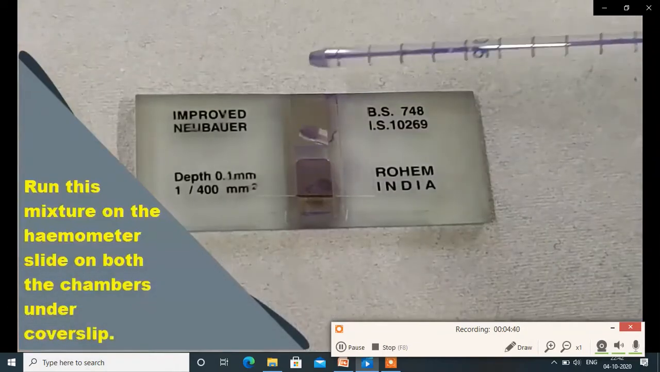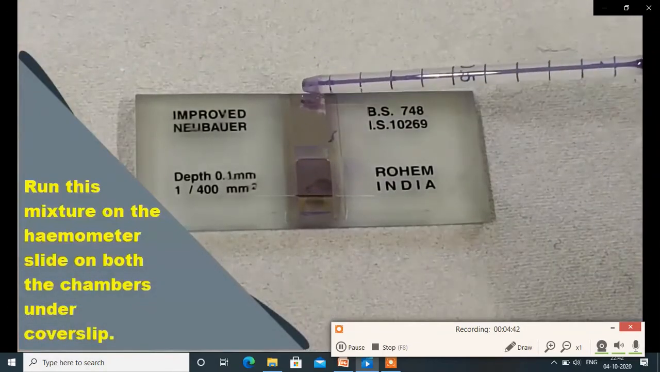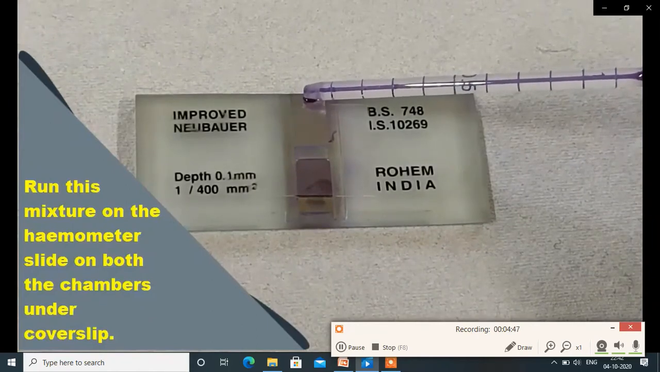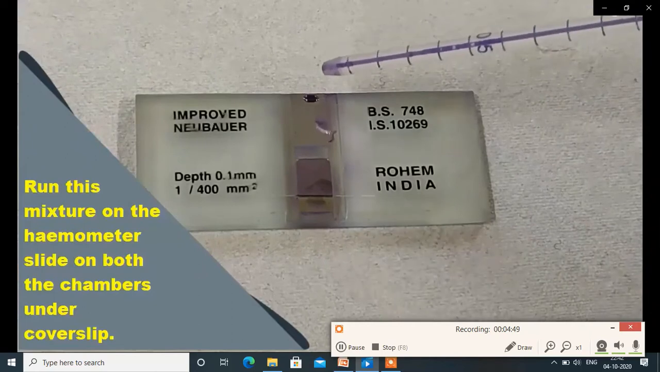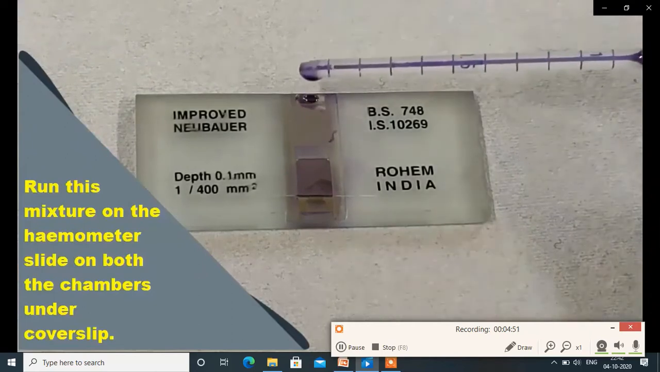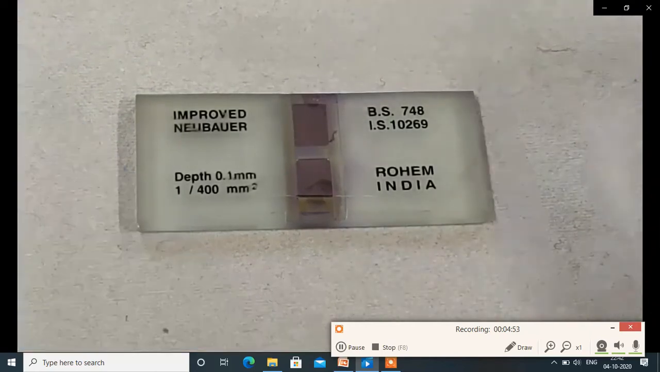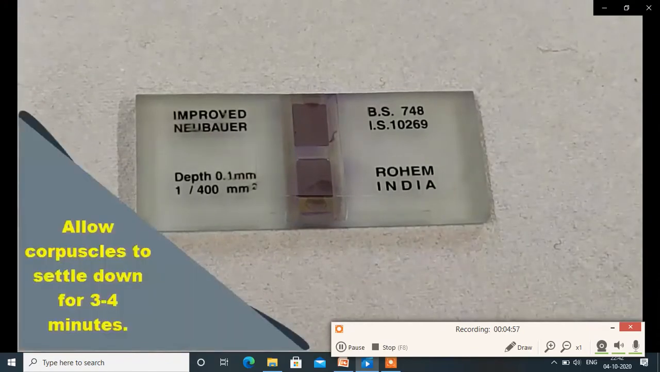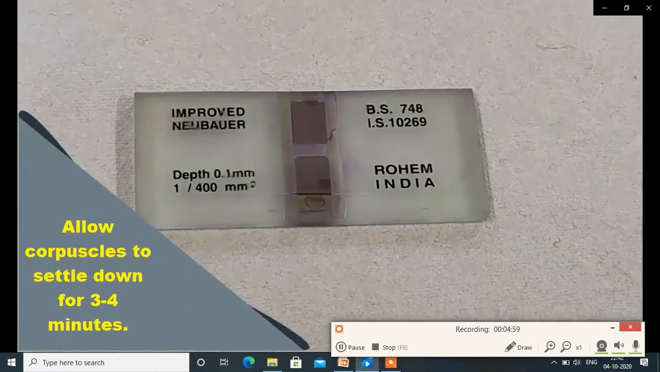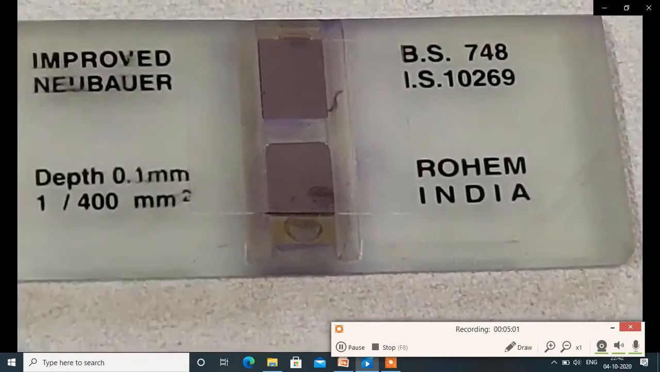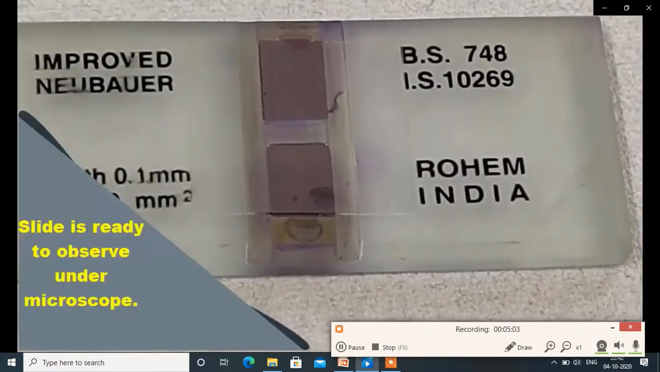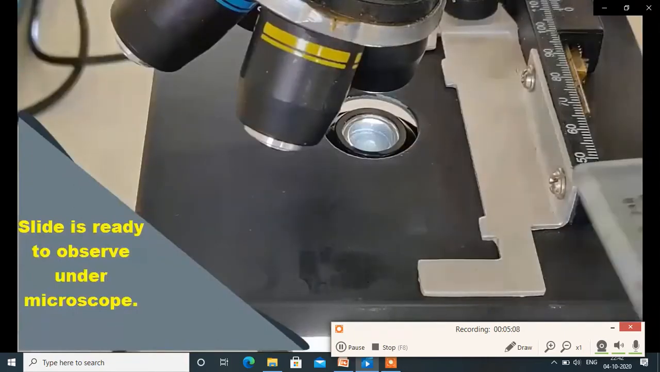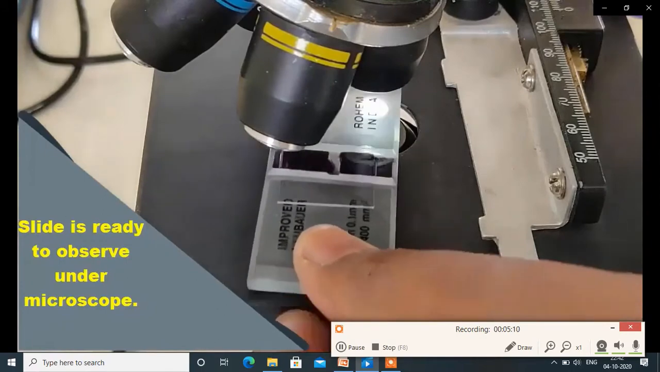Now run this mixture on the hemocytometer slide on both the chambers under the cover sleeve, and place the pipette at a 45 degree angle. Allow the WBCs to settle down for 3 to 4 minutes. After 3 to 4 minutes, the slide is ready to observe under the microscope.